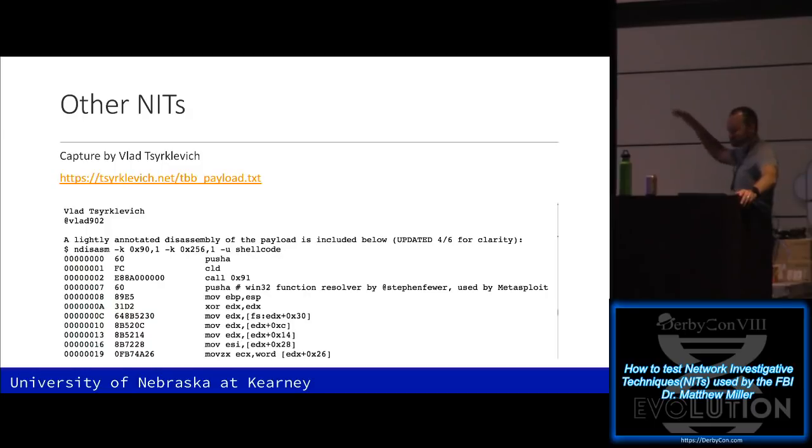Oh my gosh. All right, so this is from the same thread, this tbb payload.txt, the bottom half of it. All right, so one of the things that you'll notice here, right? He actually annotated this, Vlad did, and you can see this line right here. This is the Win32 function resolver used by Metasploit, right? So when you deliver a payload using the FS pointer.